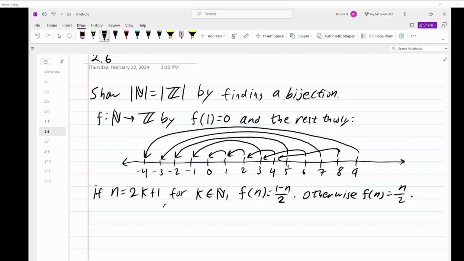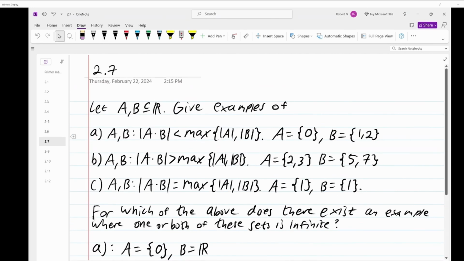And so on. One of these parts, I in fact do not have an answer for, which we'll get to. So let A and B be subsets of real numbers. Give some examples of the following things. An A and a B such that the cardinality of the product of A and B is less than the maximum of the cardinalities of A and B. So maximum just means whichever one of these is bigger, that's what this returns.